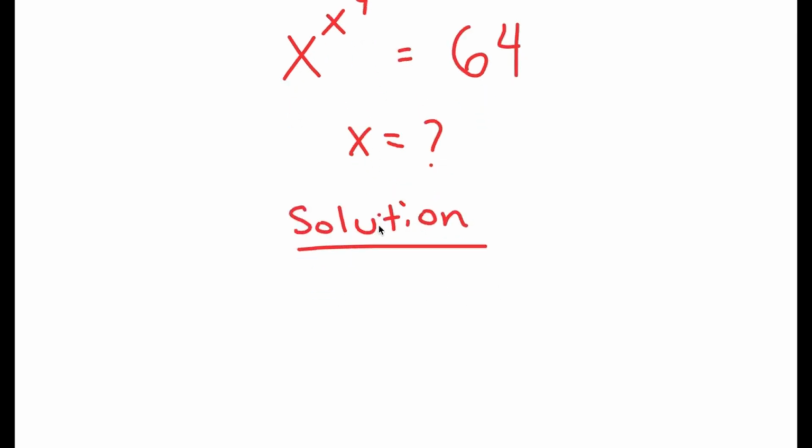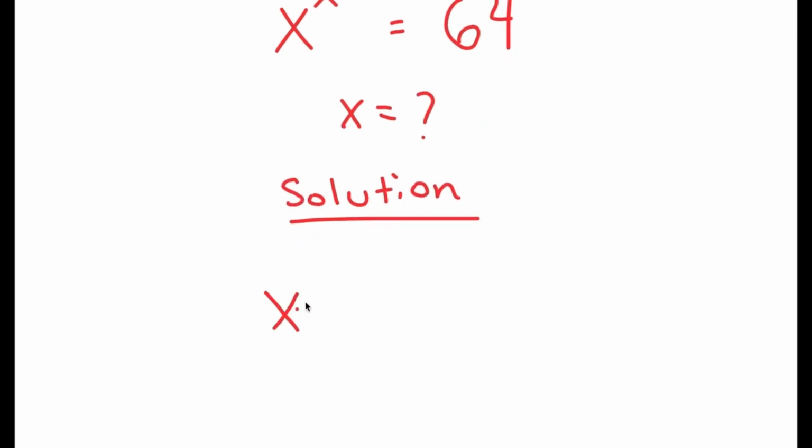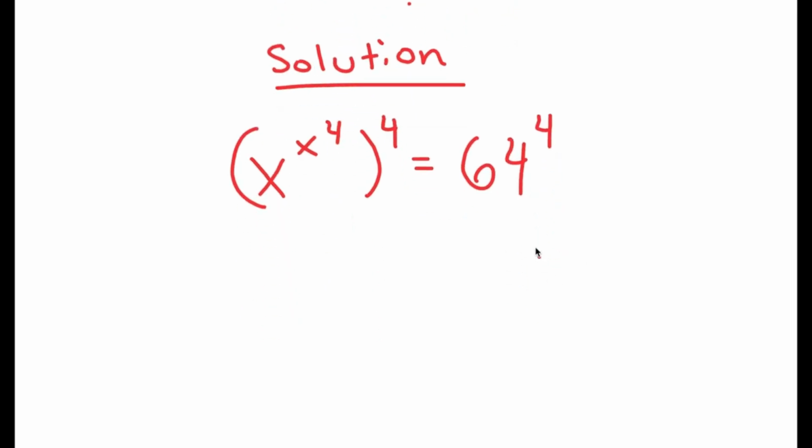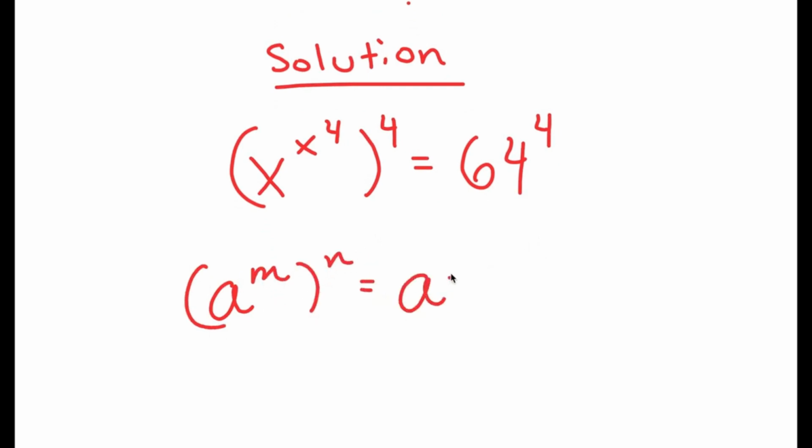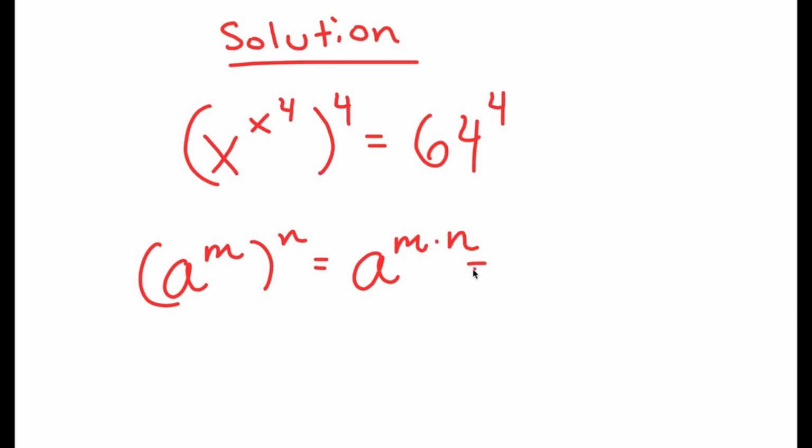I'm going to first start by taking the power of 4 on both sides. So I get x to the power of x to the power of 4 to the power of 4 is equal to 64 to the power of 4. Now, if I have something in the form a to the power of m to the power of n, this is equal to a to the power of m times n. However, m and n are interchangeable, meaning this can also be written as a to the power of n times m.